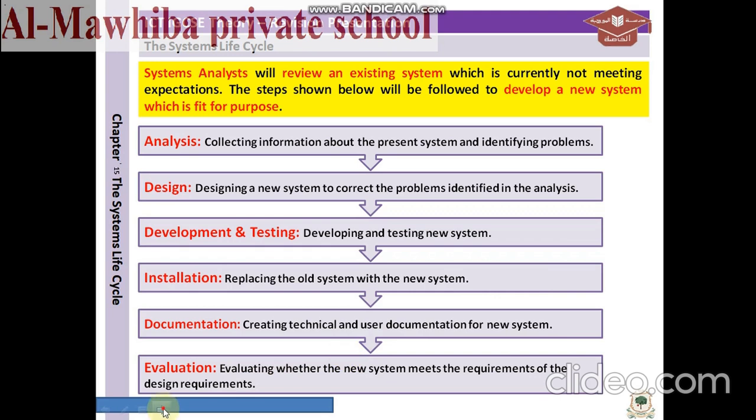And in the evaluation, you will find there is an iteration between evaluation and design, because they need to check that the new system meets the design requirements. That's why there is a feedback or an iteration here.